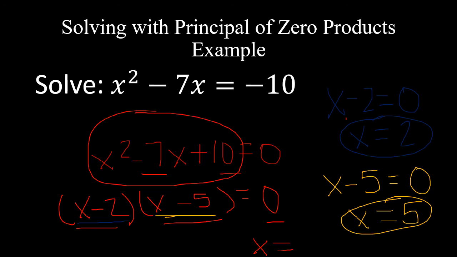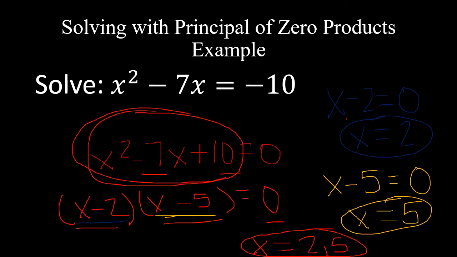So we would write our solution as x equals 2 or 5. All right, both of those answers will make this equation true. And we would, in fact, go back to the original equation, plug those in to check. And you can go do that right now.